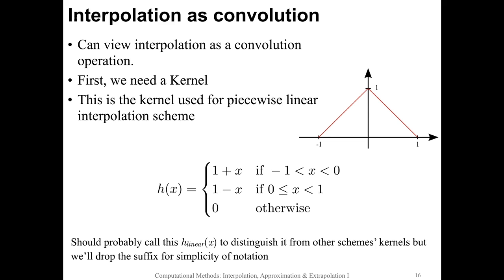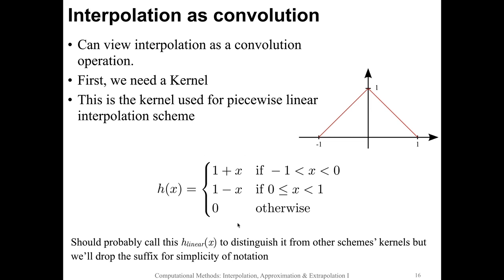And here is the kernel that we can use for piecewise linear interpolation. It's defined by a piecewise straight line function. It's 0 almost everywhere, except for the interval between -1 and 1. And what it does basically is it rises up to a value of 1 in the middle at x equals 0, and then it drops back down to 0 again in a straight line.